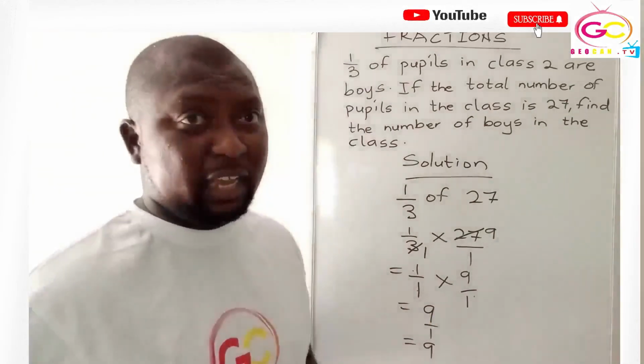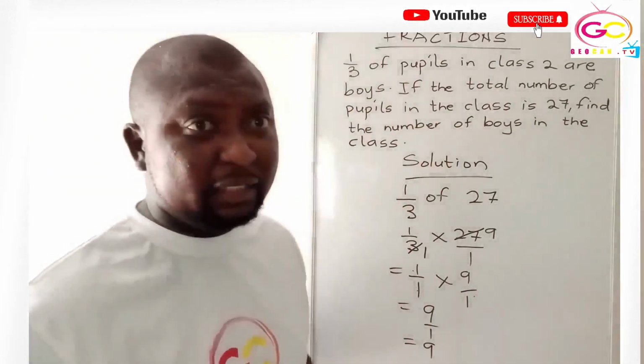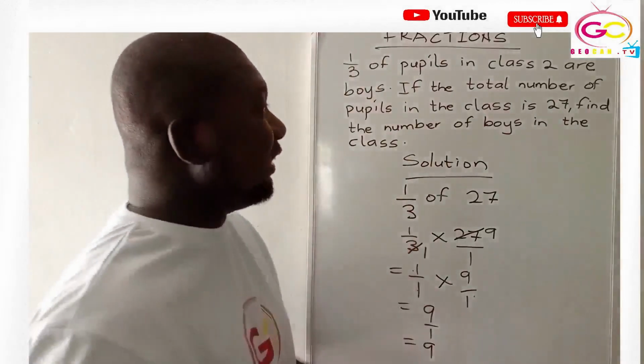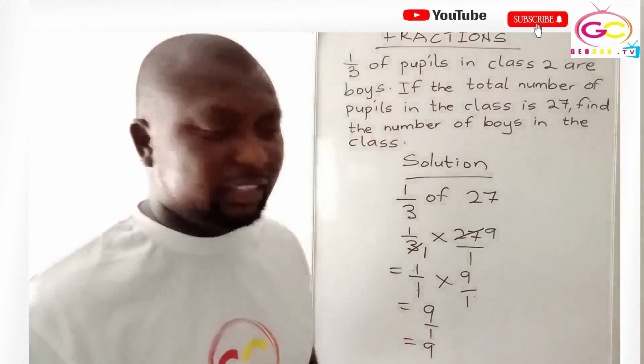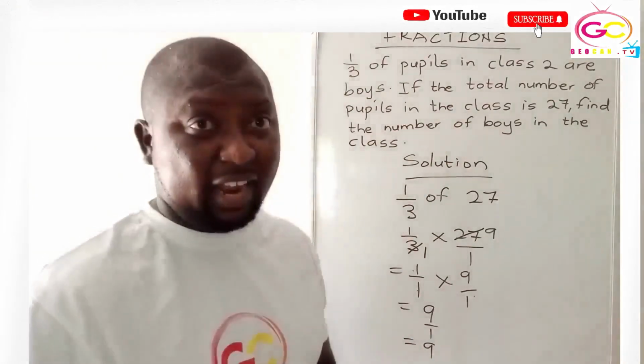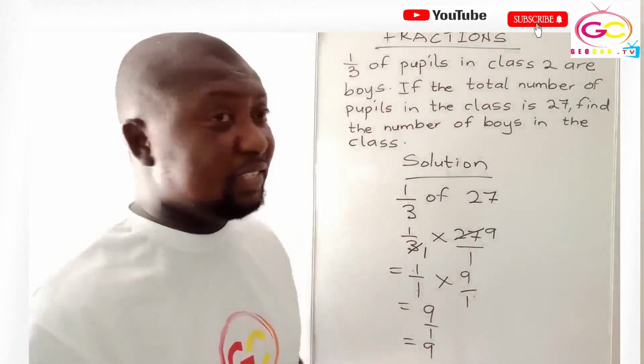Good. So easy as ABC. What it simply means is that the number of boys in the class is what? It's 9. Easy as ABCD.